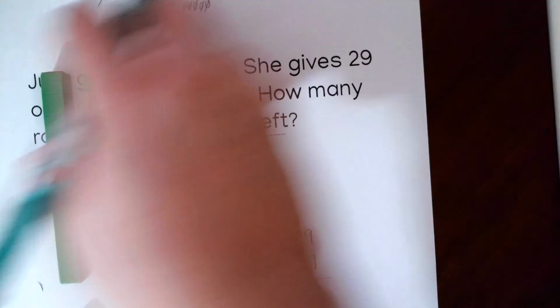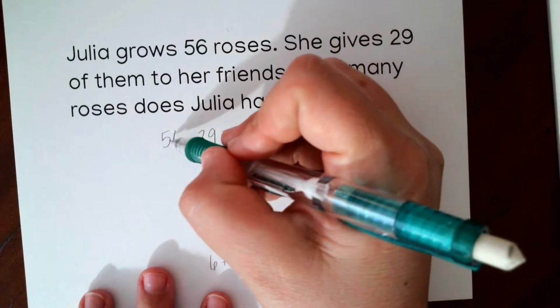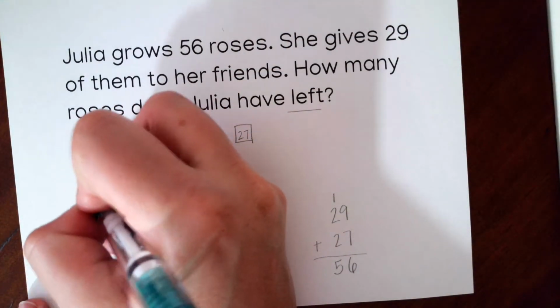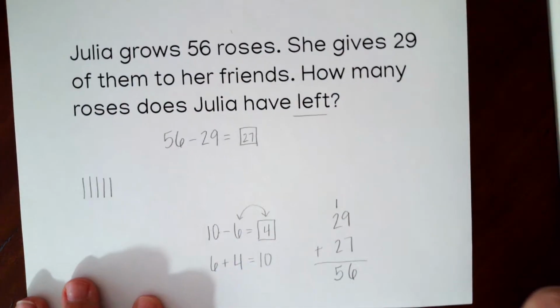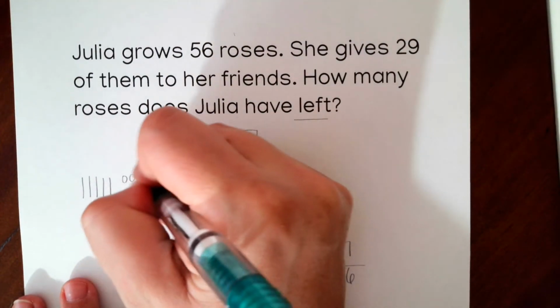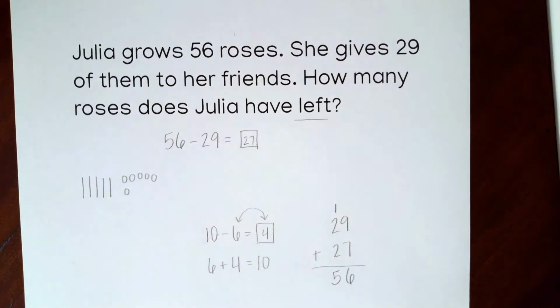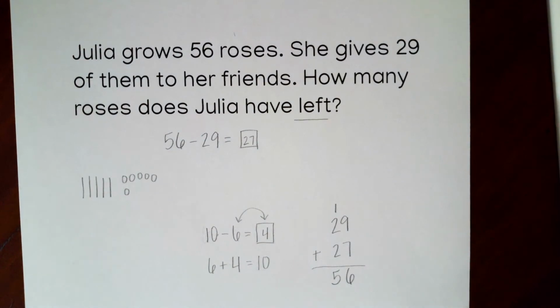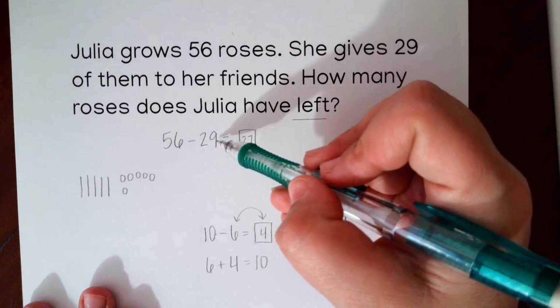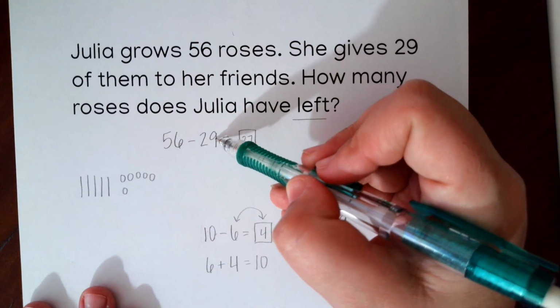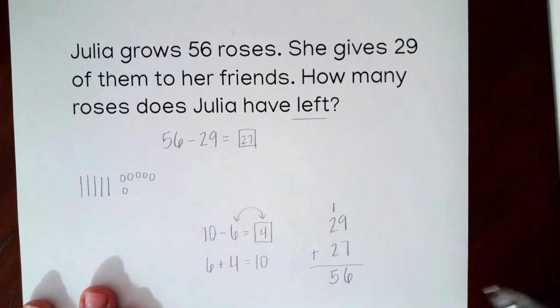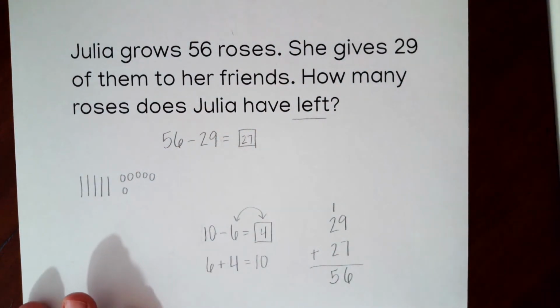So let's see how it works on paper. So I'm going to start by drawing 56. So 1, 2, 3, 4, 5, and 6 ones. Now remember, keep it organized and keep it big enough so you can read it. Now I'm going to cross off 9 ones. I only have 6. So remember what I'm going to do?